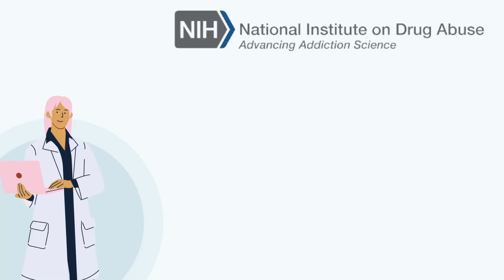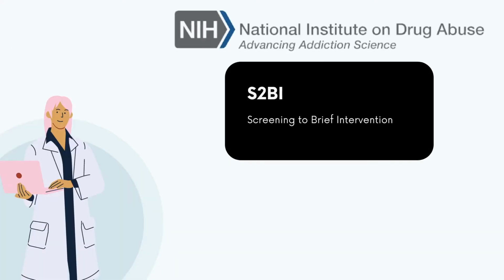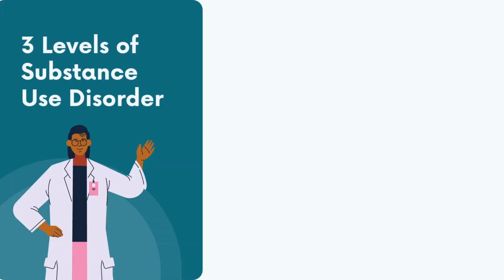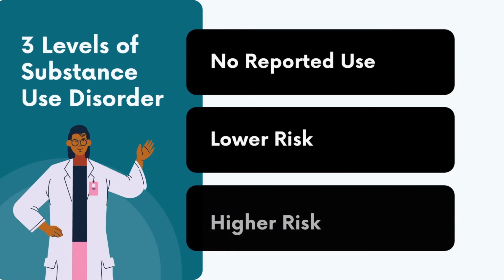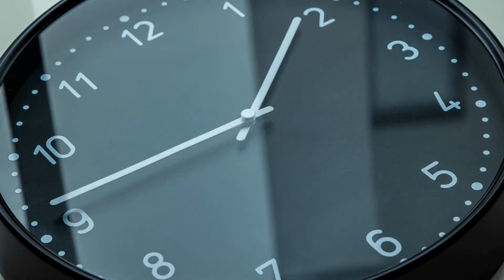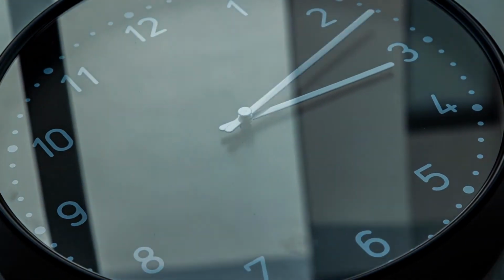NIDA has launched 2 brief online screening tools, the S2BI, Screening to Brief Intervention, and the BSTAD, Brief Screener for Tobacco, Alcohol, and Other Drugs, that providers can use to assess for substance use disorder risk among adolescents 12 to 17 years old. The BSTAD and the S2BI ask patients about frequency of past year use and triage them into one of 3 levels of substance use disorder: no reported use, lower risk, and higher risk. BSTAD and S2BI can be administered in less than 2 minutes.